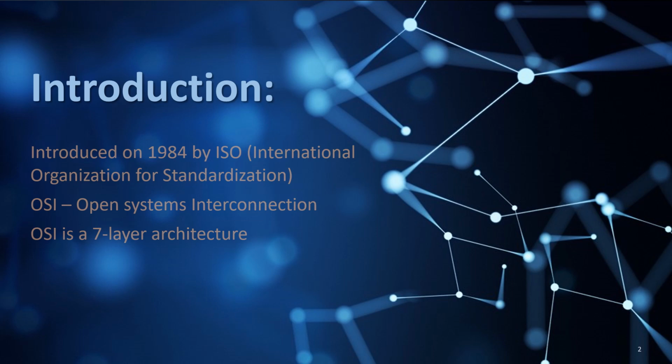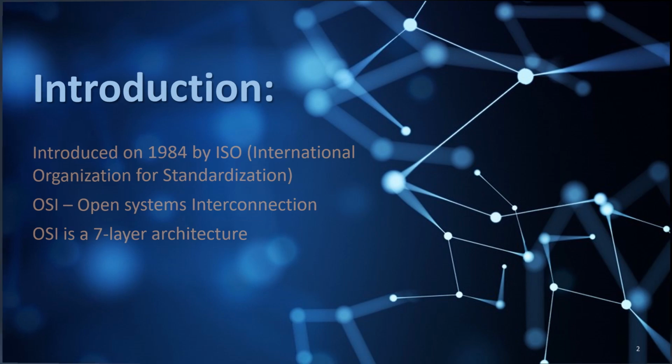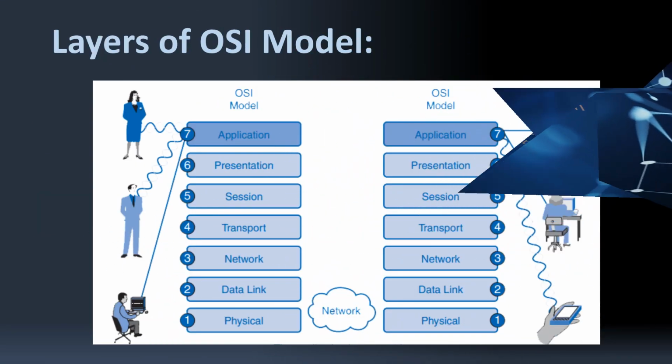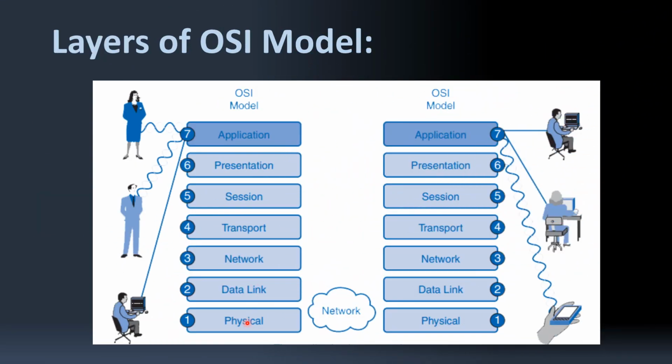Let's see the layers of the OSI model. There are 7 layers: physical layer, data link, network, transport, session, presentation, and application. The lowest level of the OSI model is the physical layer. The topmost layer of the OSI model is the application layer.